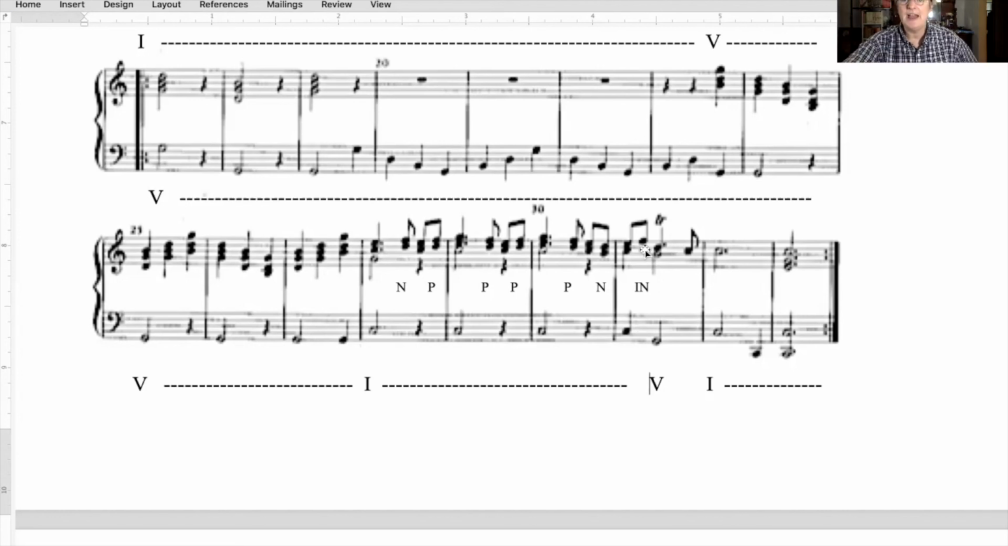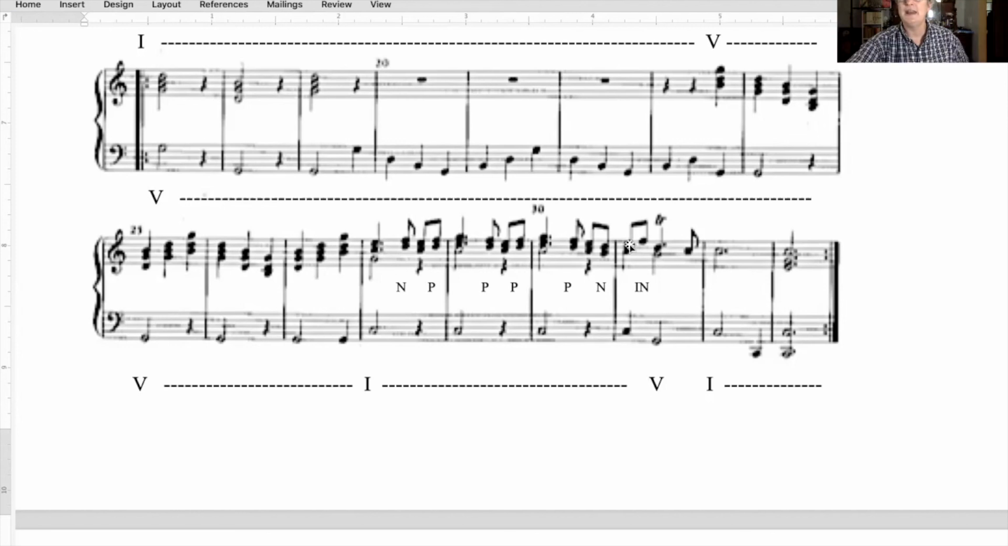And finally, the F is an incomplete neighbor note. If the F were to go down to an E, it would then have an E before it and an E after it. So it would be like this that we had over here in measure 28. But this is an incomplete neighbor because it's a neighbor only on one side. It's a neighbor to the E, but it's not a neighbor to the D because there's a bigger skip there.